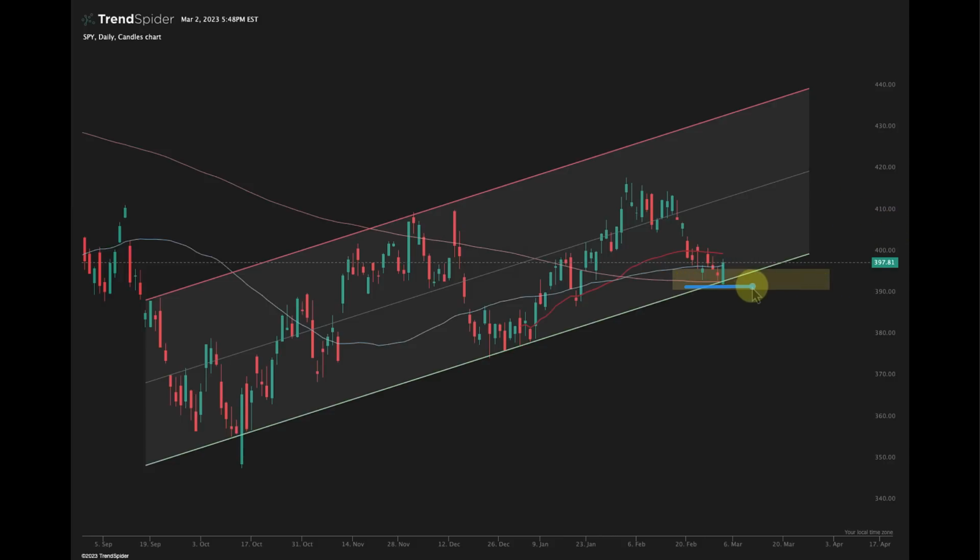But remember, if we take out the low of today's trading day, that could be quite bearish overall. So that is what I'm watching going into the remainder of this week, which is tomorrow, and then into next week.